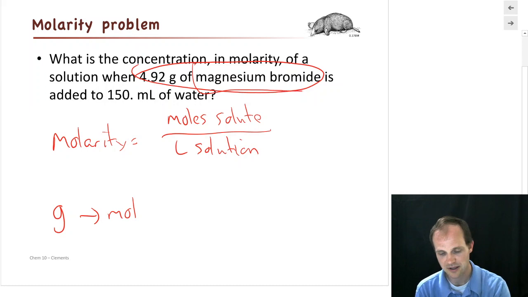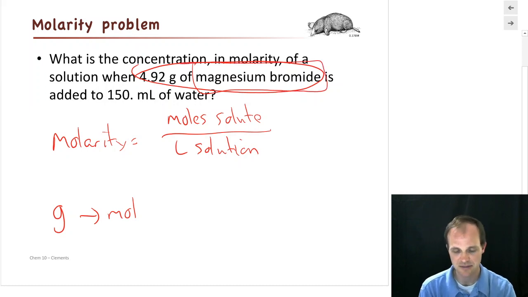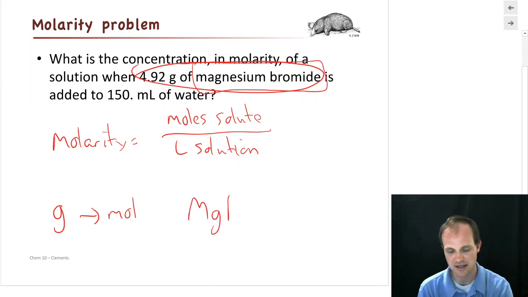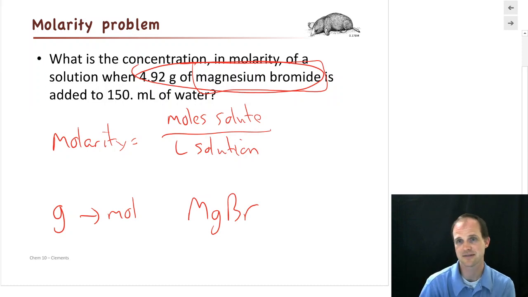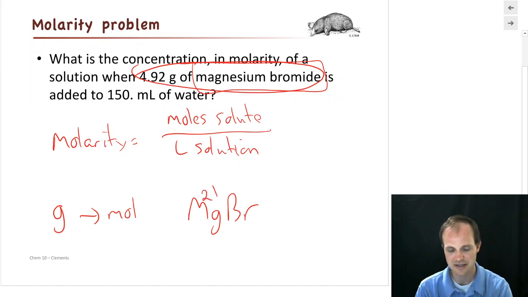But even more important, I got to figure out what is magnesium bromide. It's very tempting just to write down MgBr because you're like, well, that's magnesium and that's bromine. Great. But you have to remember, everybody has a charge. Magnesium's a +2, bromine's a -1. Does +2 and -1 balance out? Absolutely not. I need 2 of the minuses. And so I do it like that, MgBr2. And so I've got to go to the periodic table and figure that out.